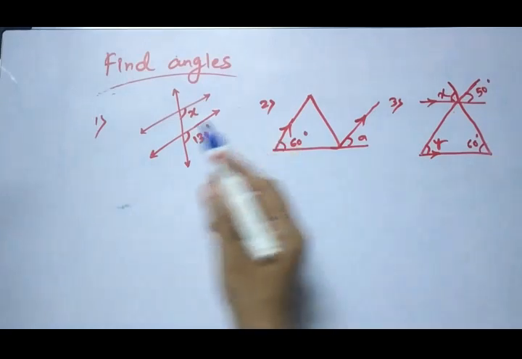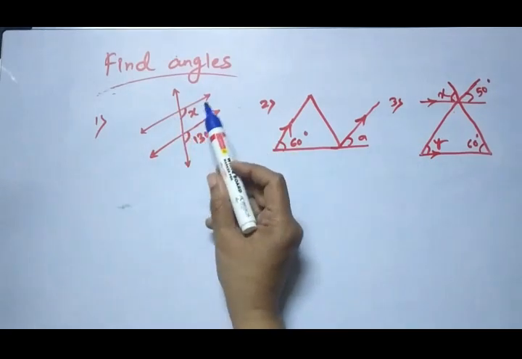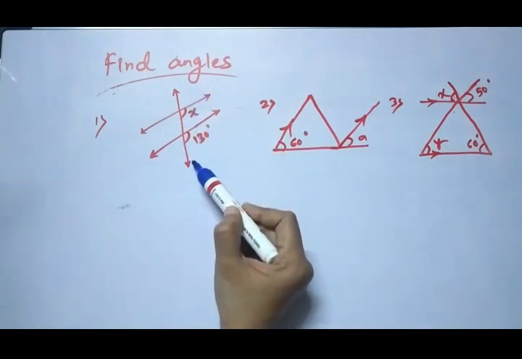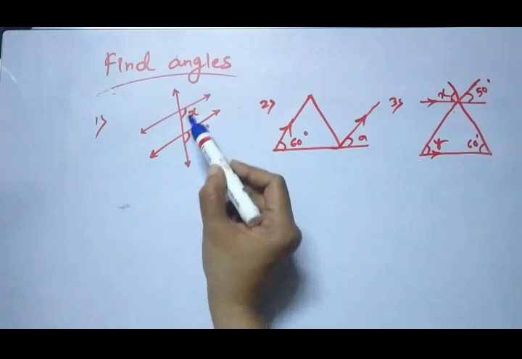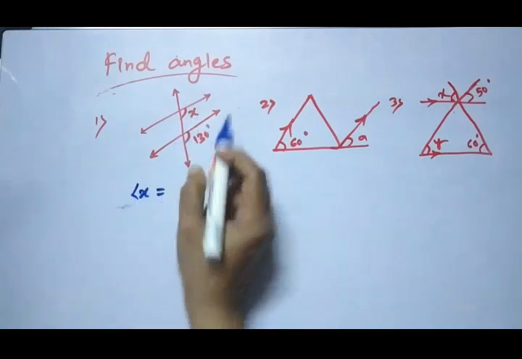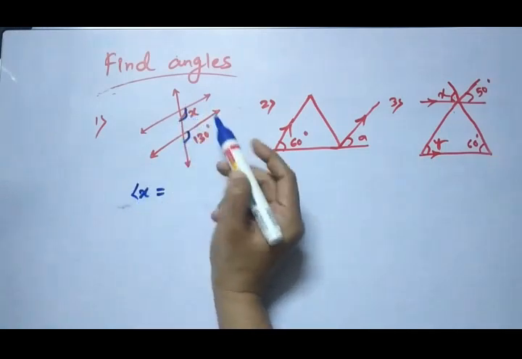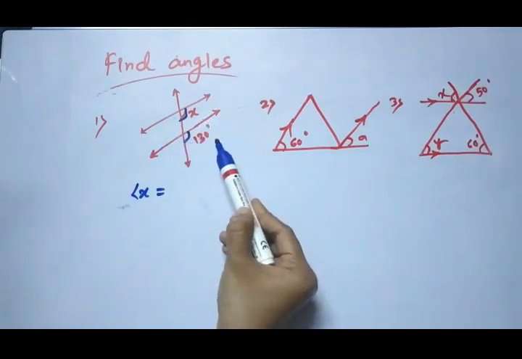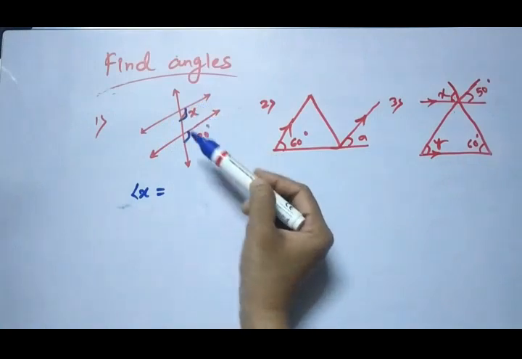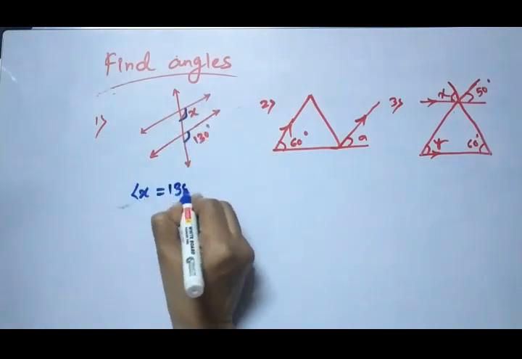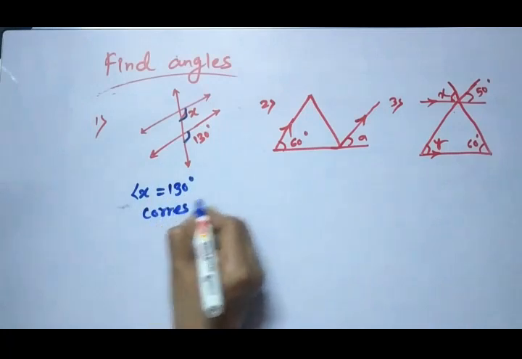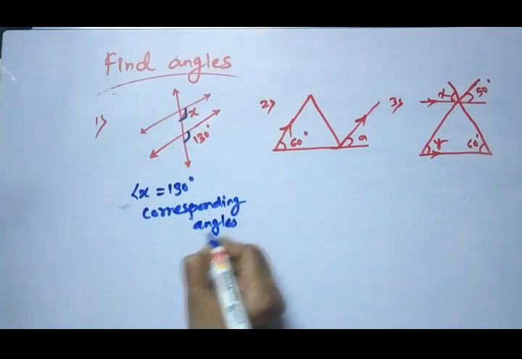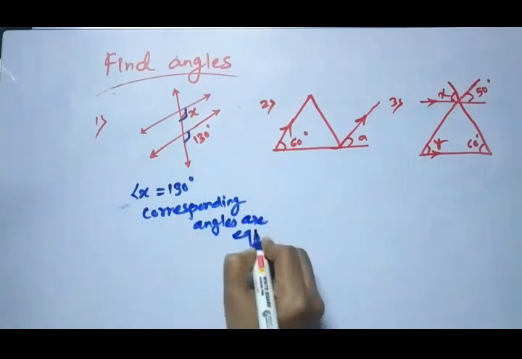Friends, now we'll again find some angles. You can look here, these are again two parallel lines and this transversal is cutting across these parallel lines. We need to find angle X here. Clearly we can see that these two angles are corresponding angles, as they are forming on the same side of the transversal and their position is below the parallel lines. So you can say X is 130 degrees. Friends, you can write down the reason here: corresponding angles, and the corresponding angles have equal measures. Corresponding angles are equal.